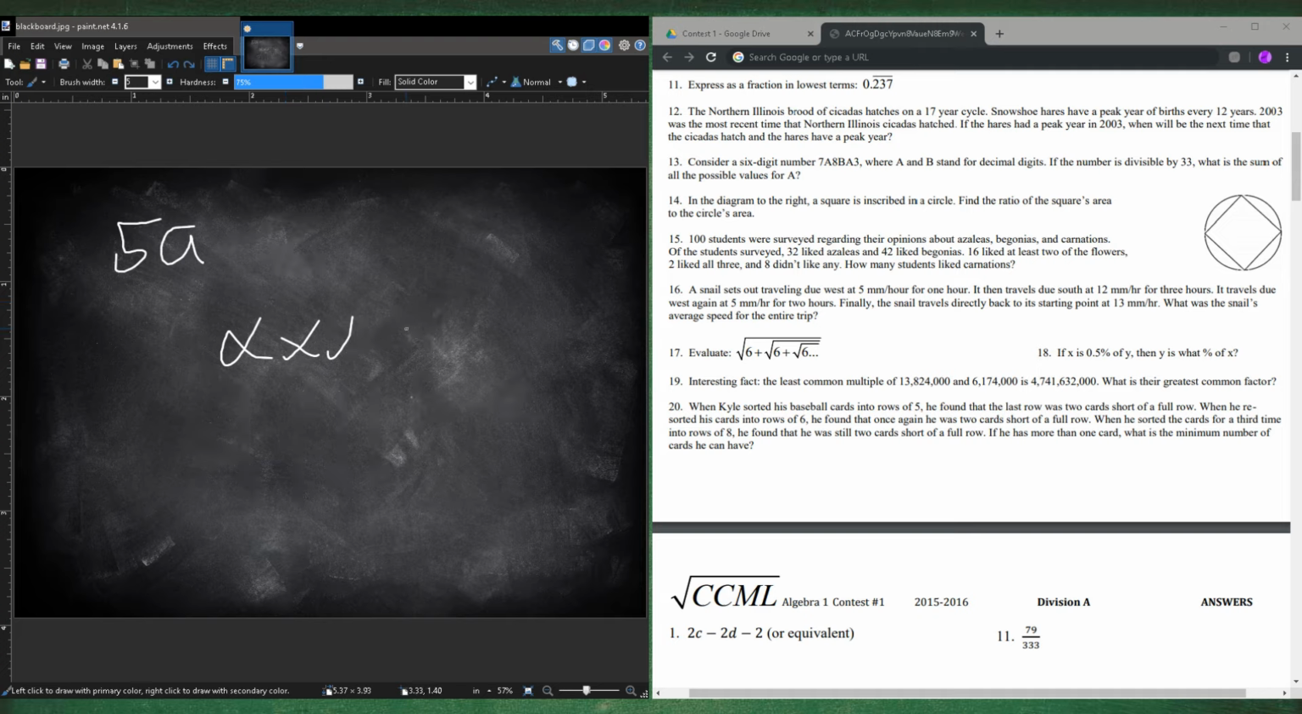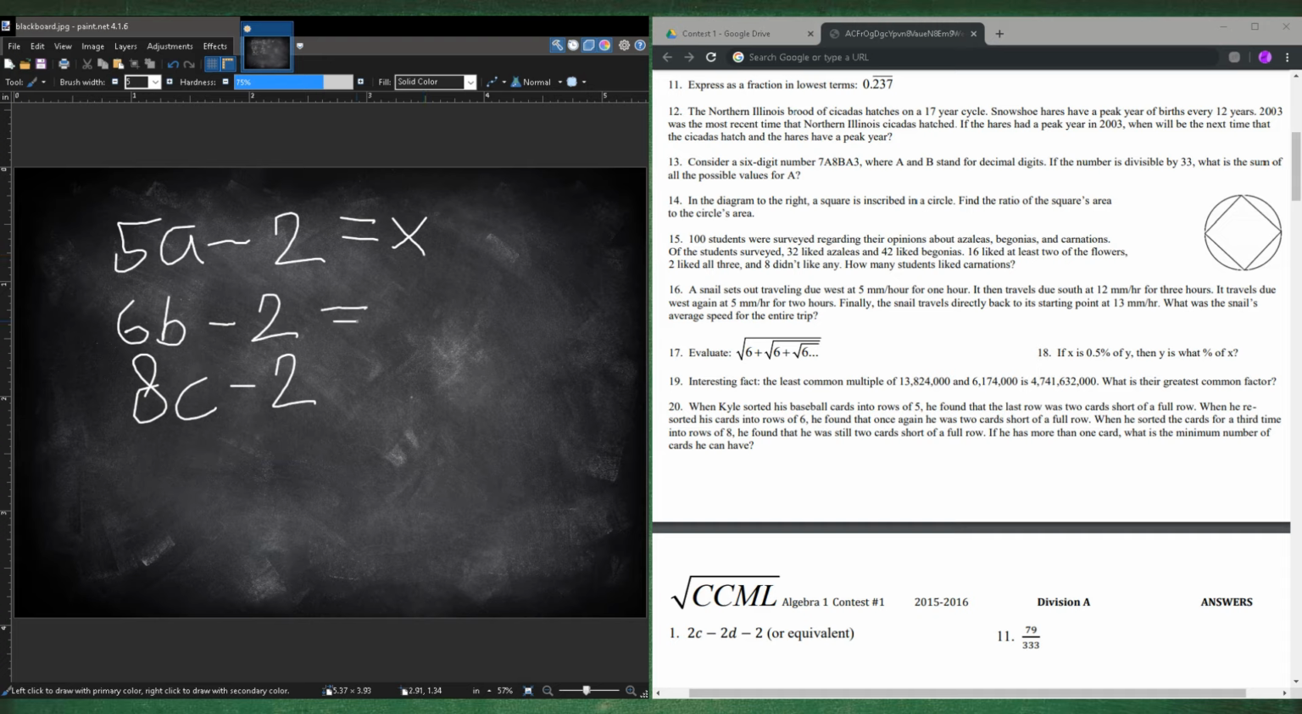So the first number is 5A minus 2. For the second, you use the same process with rows of 6, but with a different variable, B, since it's not equal to A now. He was 2 cards short of a full row there too. When he sorted a third time with rows of 8, which is 8C, he was also 2 short. So what's the minimum number? These all have to equal his total amount, x.